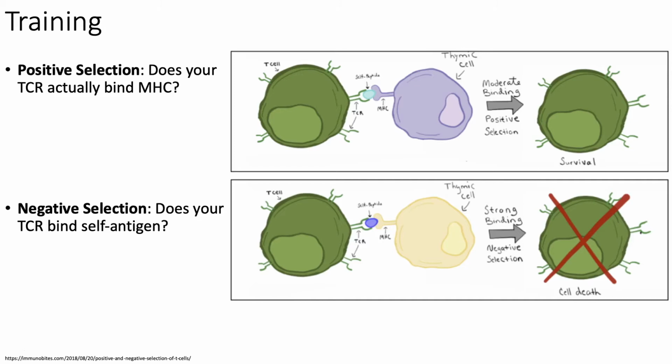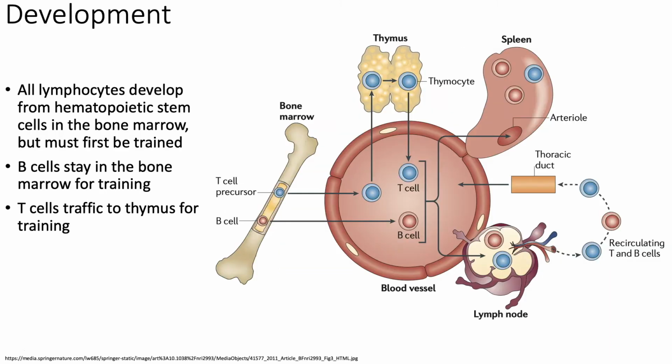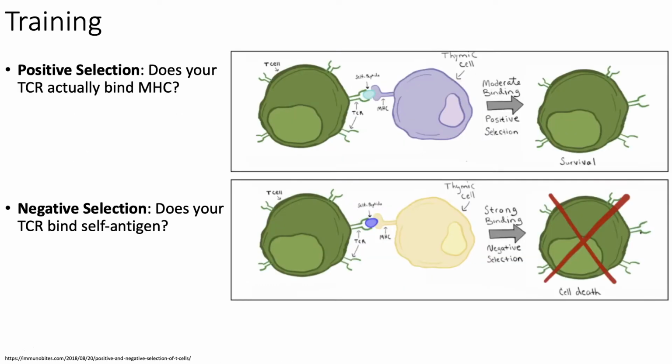This is occurring inside the thymus. So let's back up real fast and show you this diagram again. The bone marrow is where we make our T cells. They head through the blood to the thymus, where they need to get trained, okay? In the thymus, they're going to undergo two levels of training: positive and negative selection.